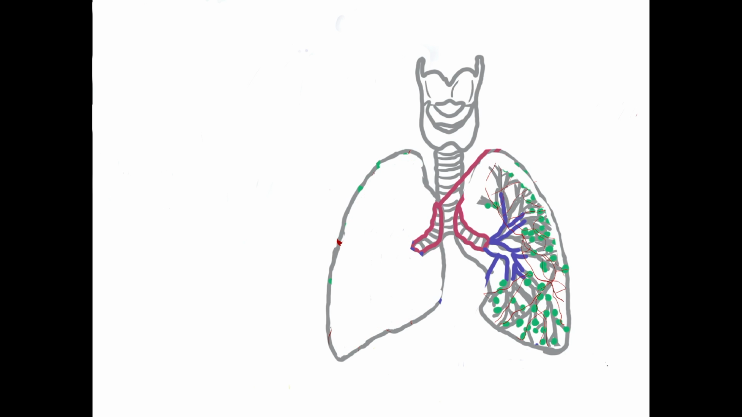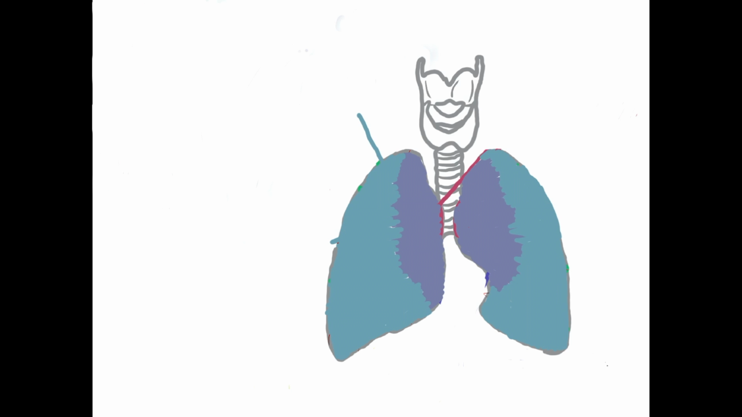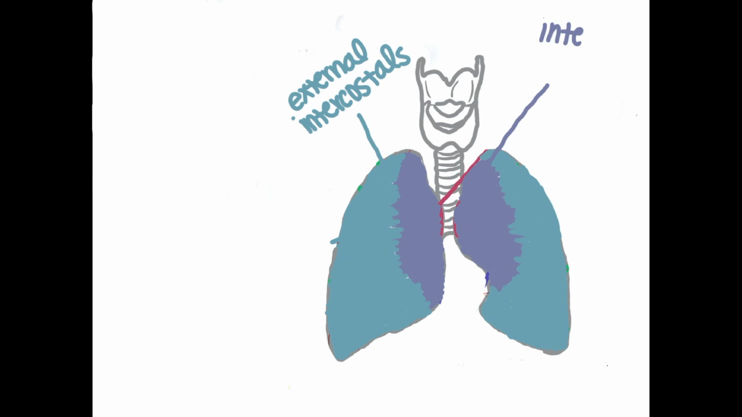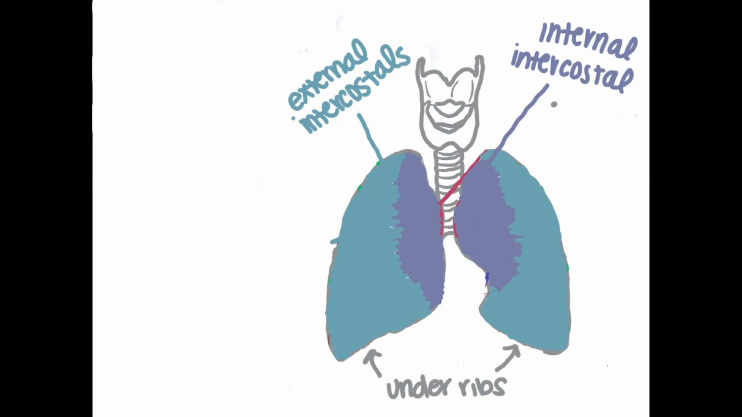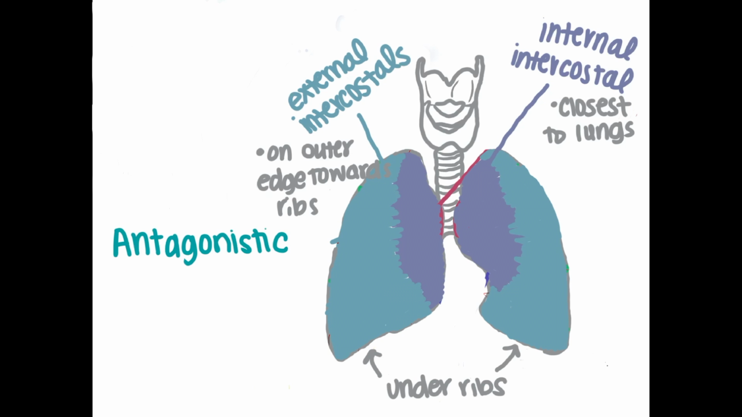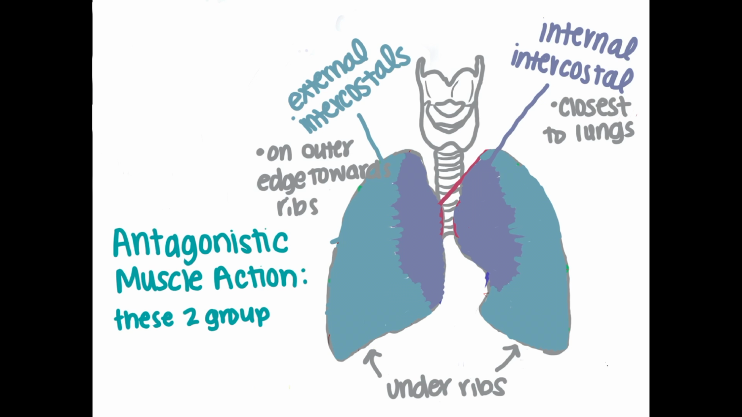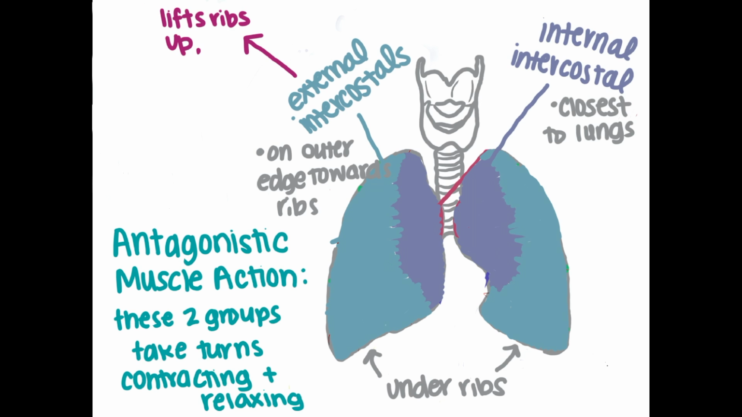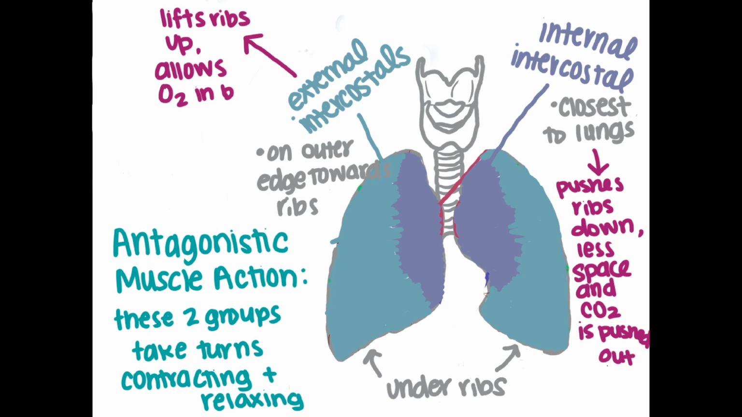There are also some antagonistic muscle actions going on that help this process. Antagonistic muscles are those that take turns relaxing and contracting, since muscles can only go in one direction. They work together. The names of these muscles that relate to breathing are the external and internal intercostals. When one contracts, the other relaxes, which allows them to aid in the breathing process.